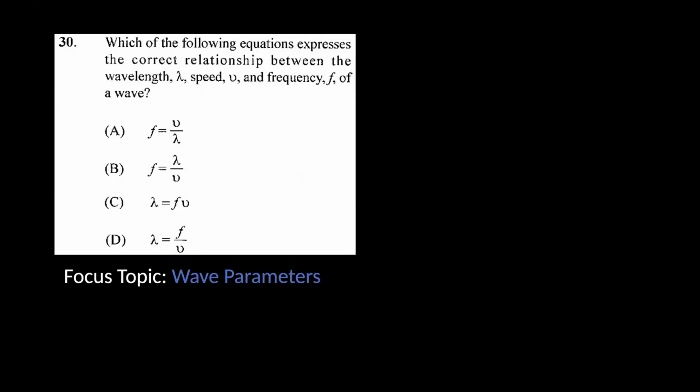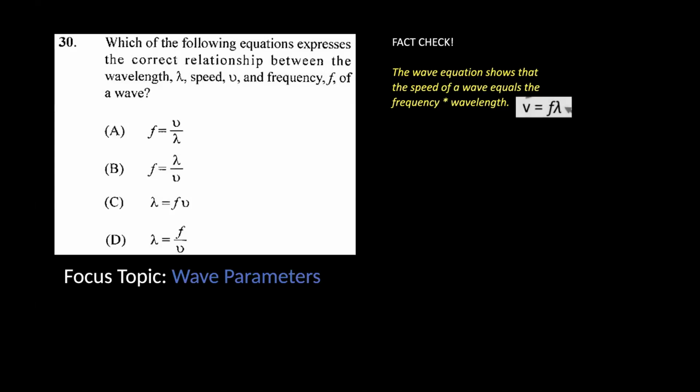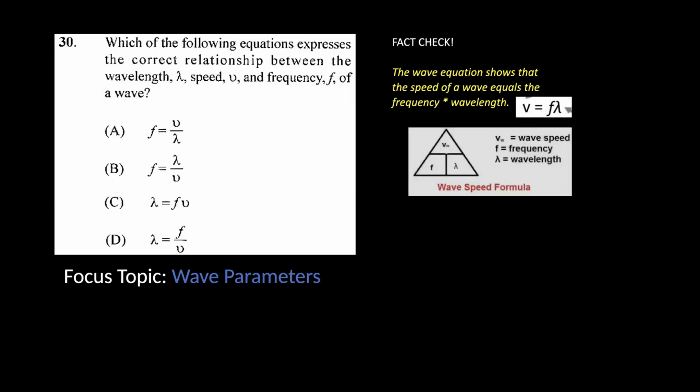Which of the following equations expresses the correct relationship between the wavelength, speed, and frequency of a wave? This is testing our knowledge of wave parameters. Now, the wave equation states that the speed of the wave is equal to the frequency times the wavelength. So if we transpose that equation, then we will be able to determine the correct formula here, which would be A. So f is equal to v divided by lambda, or the wavelength.